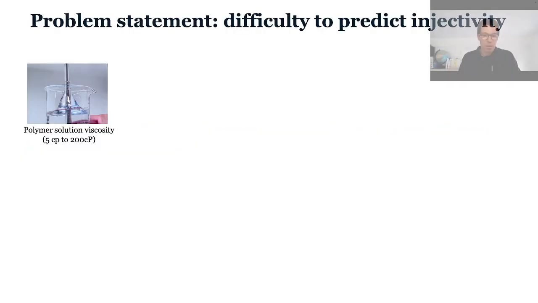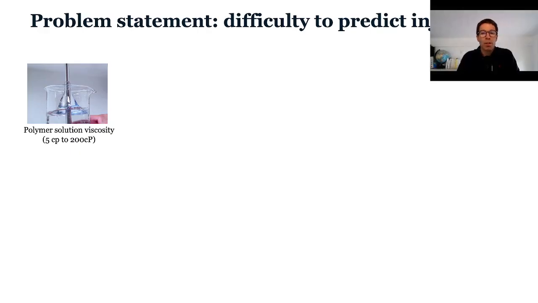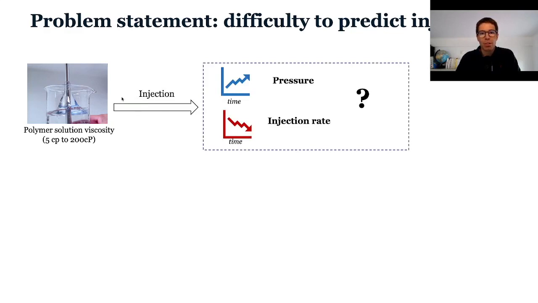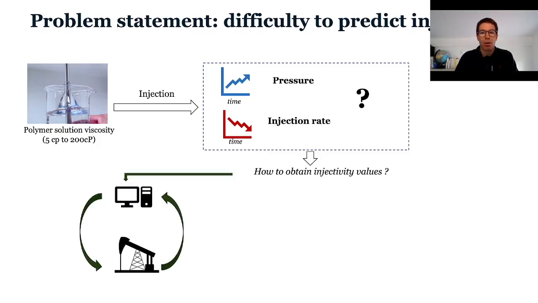So the question here is, why is it difficult to predict injectivity? When you go from a polymer solution of 5 to 20 centipoise and you start injecting, the question is, what kind of response will I observe? Is it a pressure increase, a pressure decrease? Will the pressure not change? Will my injection rate change, and how much and for how long?